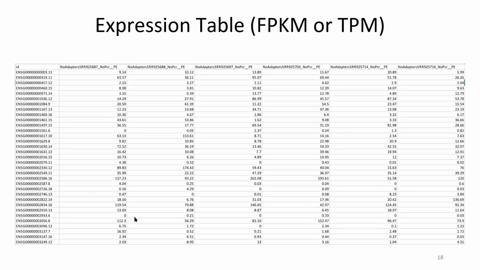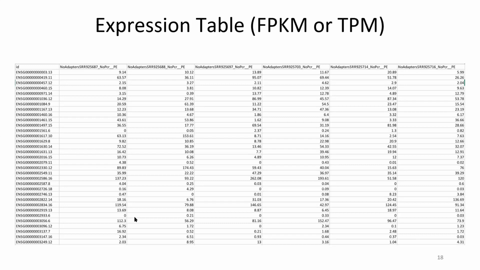So this is how an expression table looks like. Being a paired-end file, it would be fragments per kilobase per million. And if single-end, it would be either RPKM or TPM. Now, in case of FPKM or RPKM or TPM, different strategies of quantification are used.